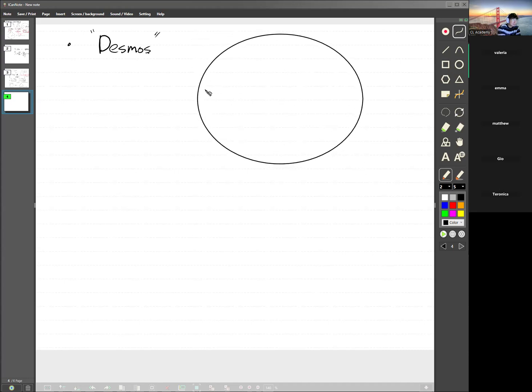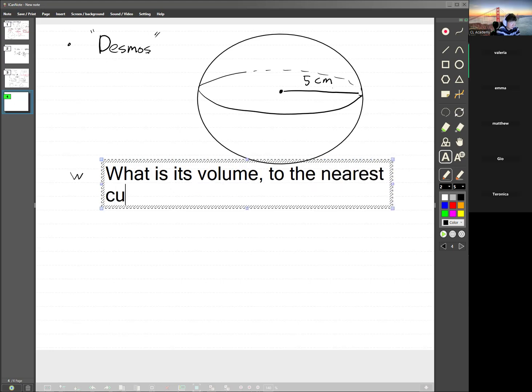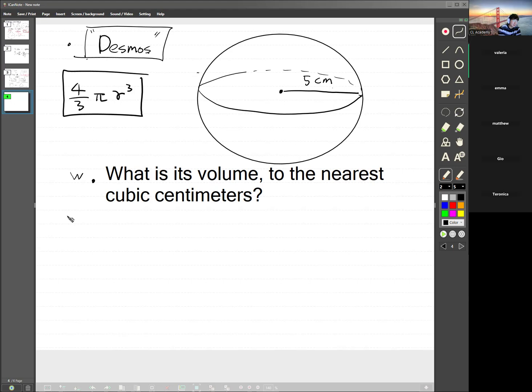Say we have a sphere. Say the radius is 5 centimeters. What is the volume? Now calculate this one. The formula for this sphere is 4/3 pi r cubed. Again, if you don't have a calculator, go to Desmos. And what is its volume to the nearest cubic centimeter?